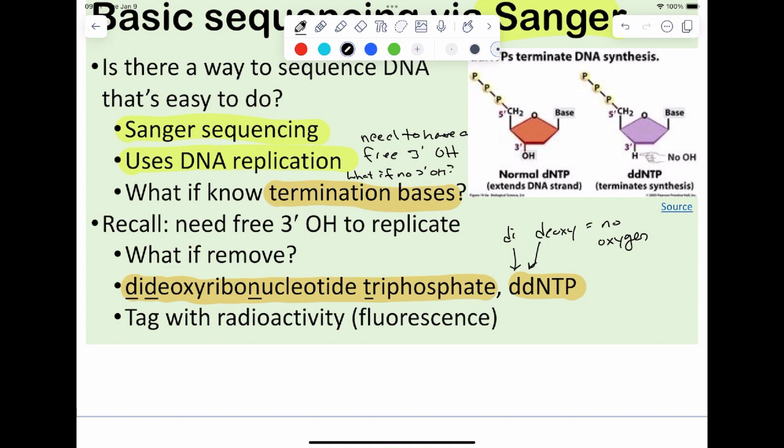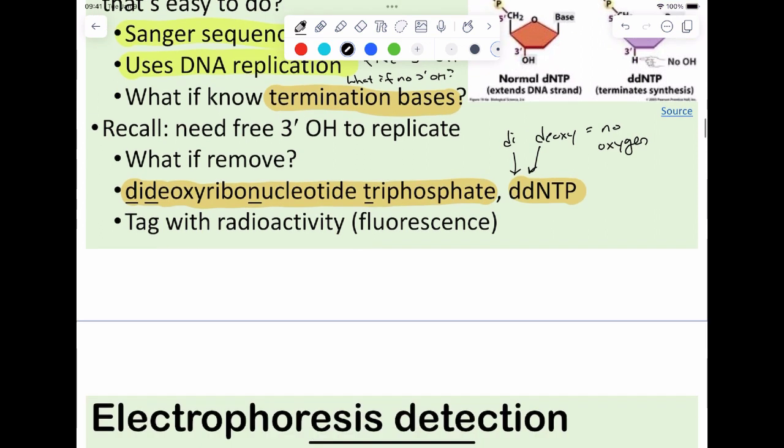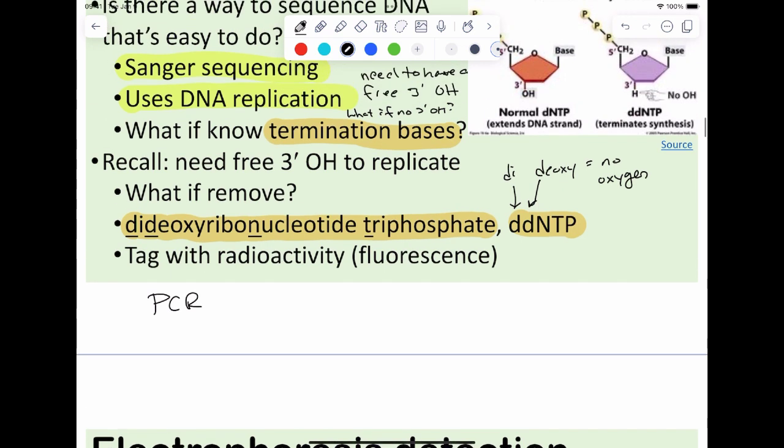So what will happen is if I were to take PCR, for the PCR, I need to add in your genomic DNA. I'll have a primer. I'm throwing in DNTPs because I need to replicate. But I'm going to throw in a small subset, a small amount of DDNTPs. What this will do is cause random terminations.